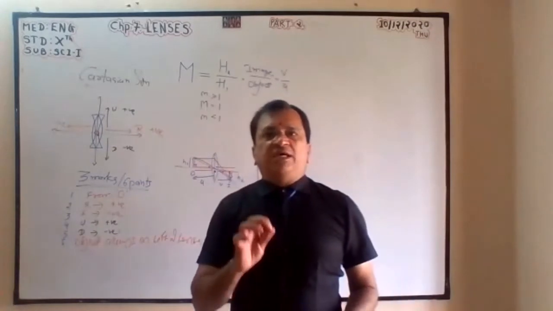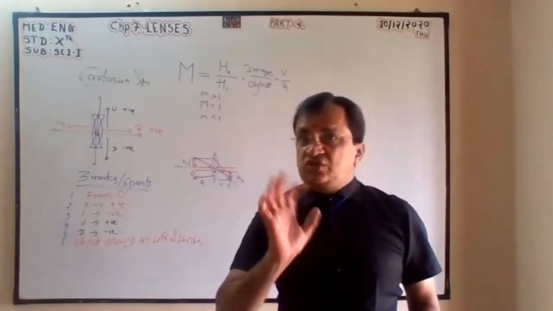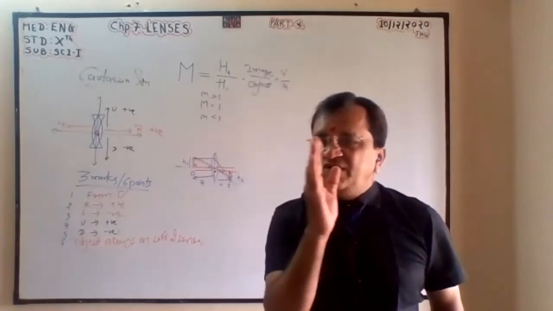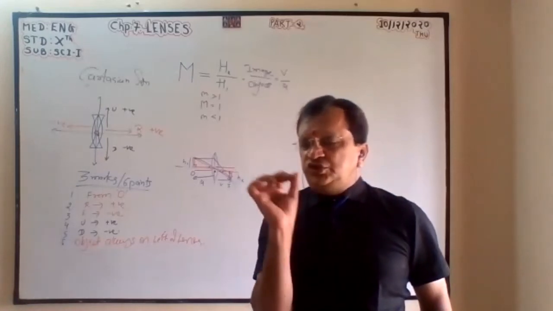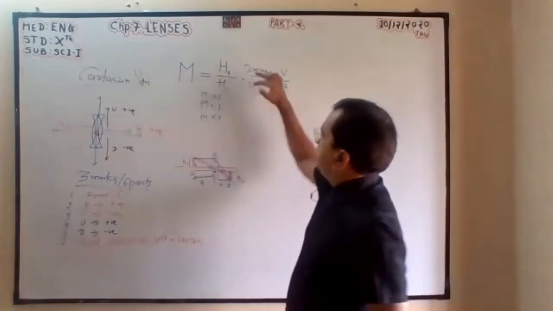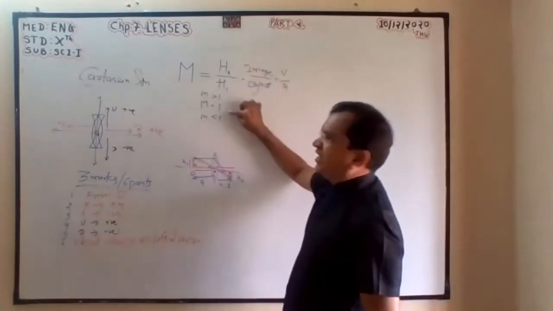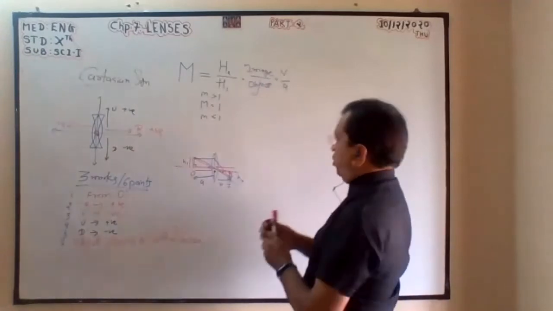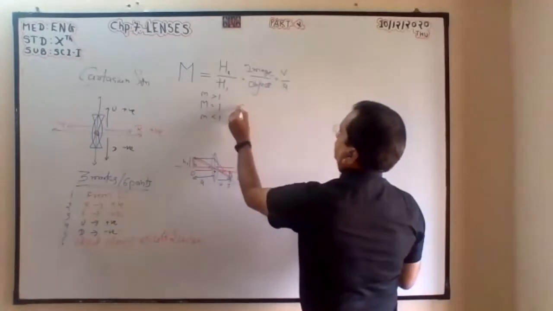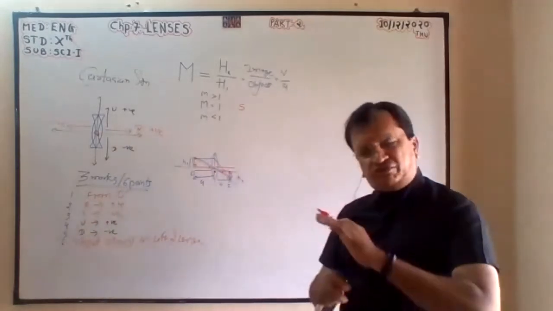I am not talking about the sign, plus or minus. Forget plus and minus. Even if it is minus, don't count plus and minus. First, just count the number. If both are the same, 10 by 10, you will get 1. So when M value is 1, object and image are the same. Means your image is of the same height.